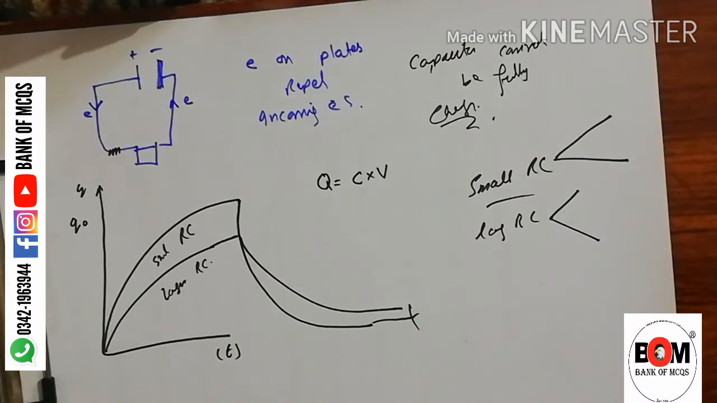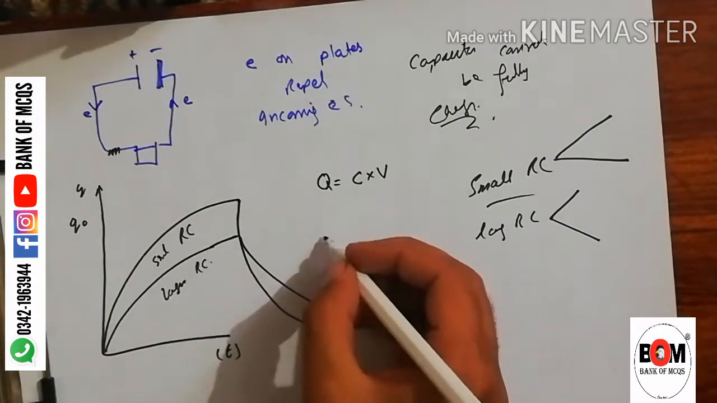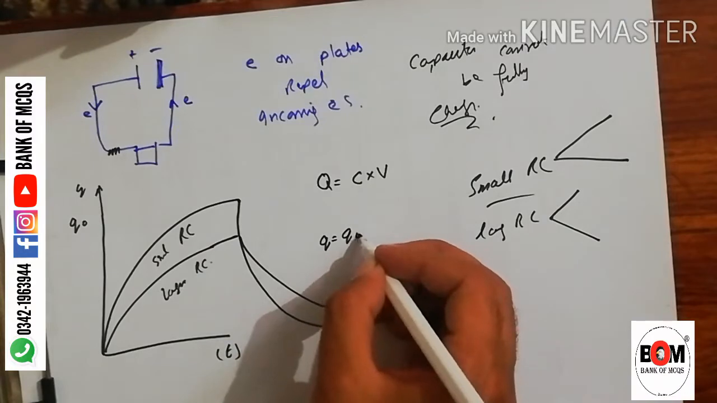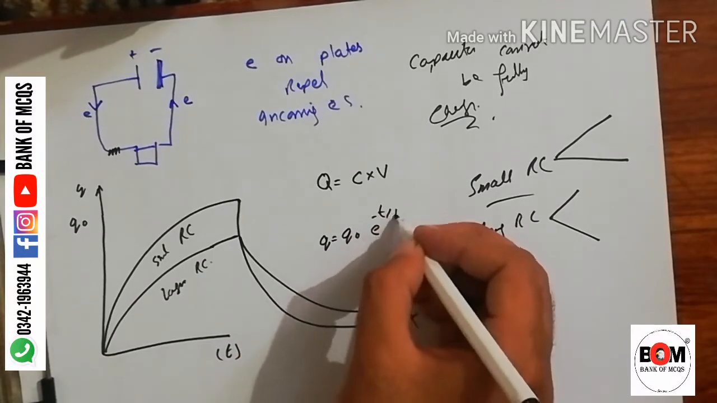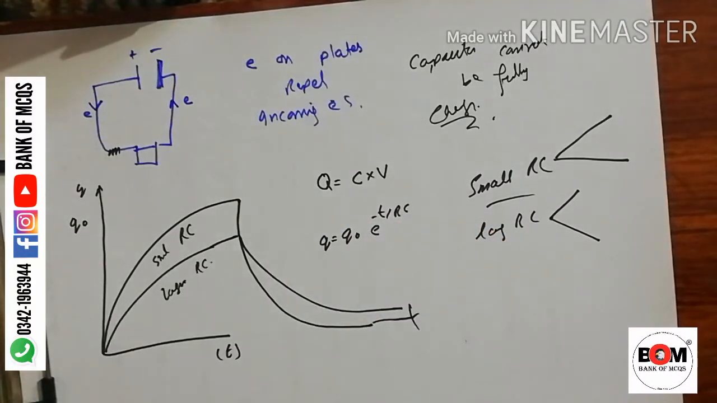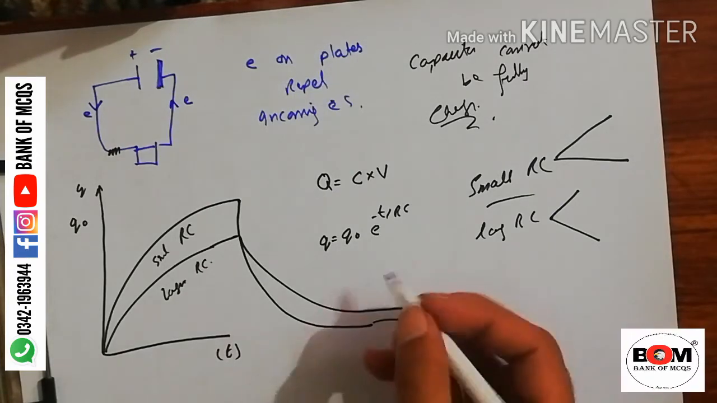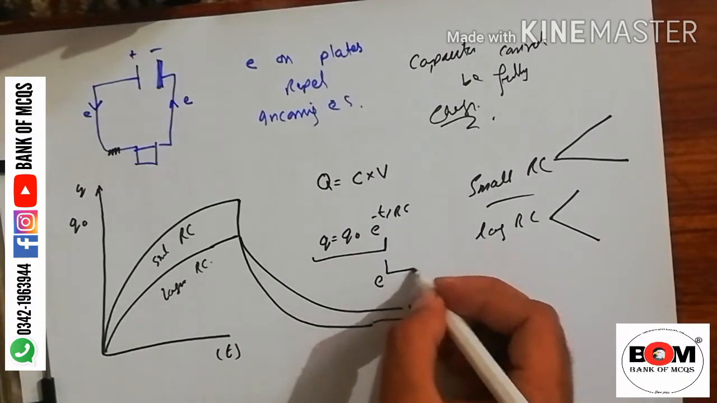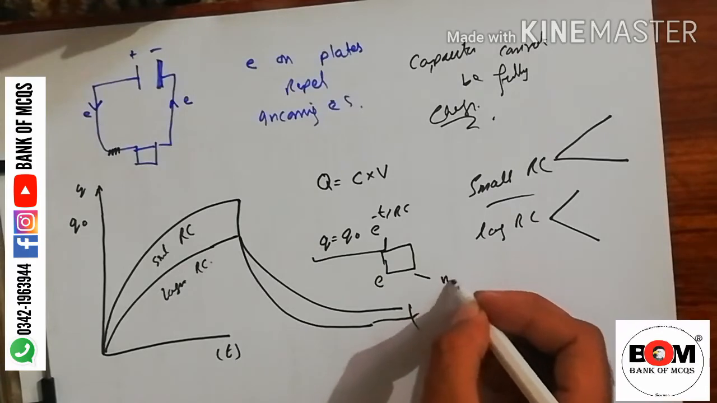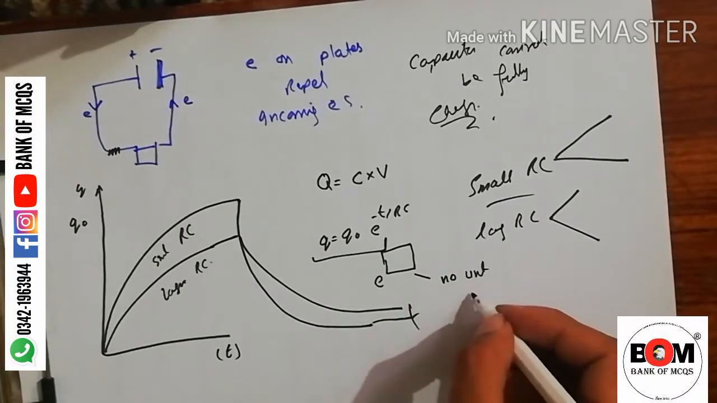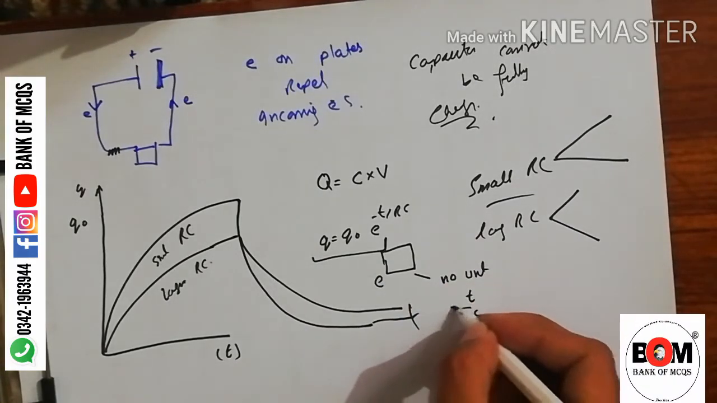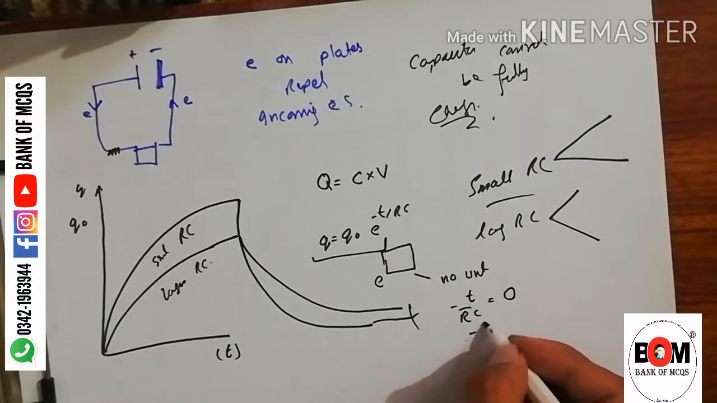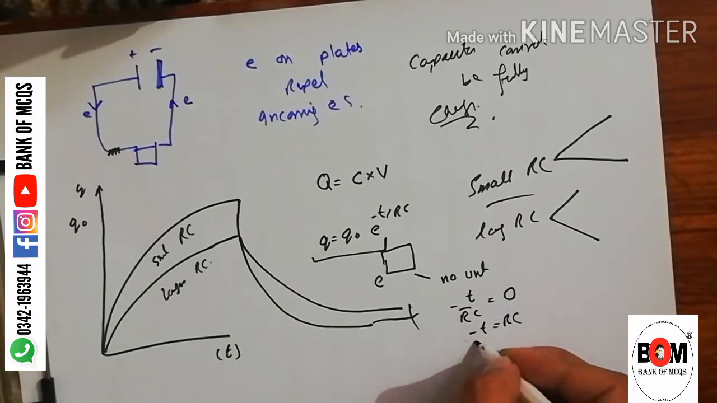So what is RC? The RC is called the time constant. Why is it a time constant? Because we know that Q is equal to Q naught e to the power minus t divided by RC. This is the equation for the discharging capacitor. According to the laws of maths and physics, a power must have no unit. So t divided by RC must have no unit, so t is equal to RC.